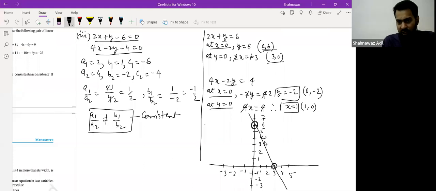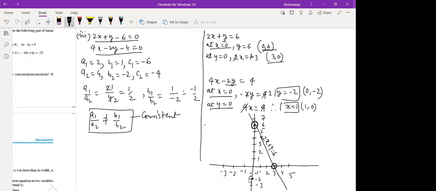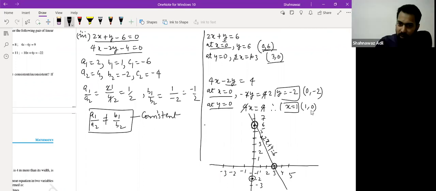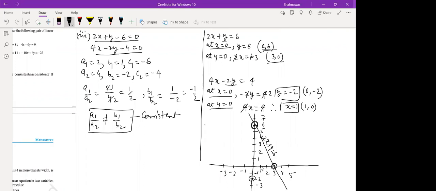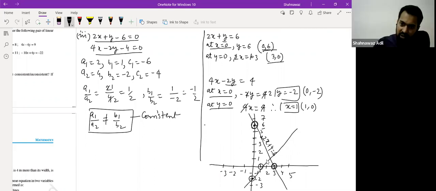This is 2x plus y equals 6. And what about this one? So 0 comma minus 2 on the y-axis. And 1 comma 0. So this line. So you see that this has a unique solution.